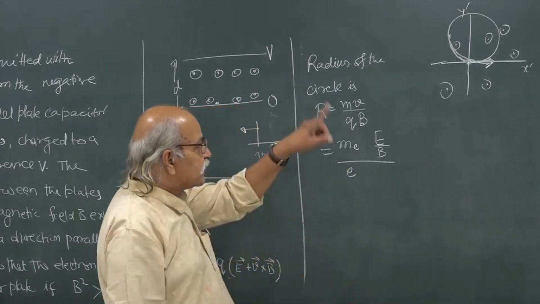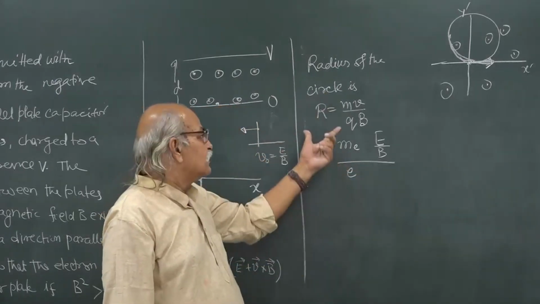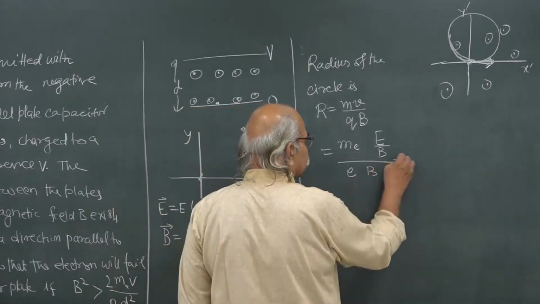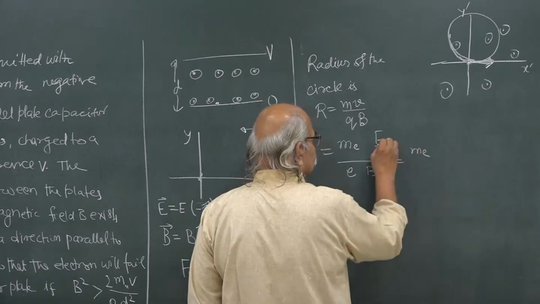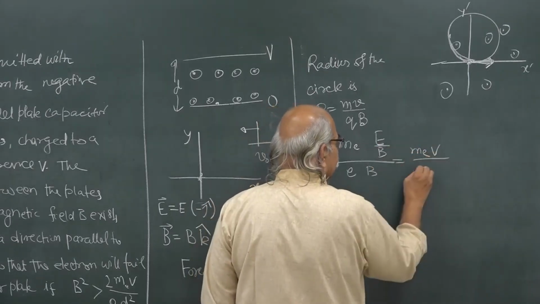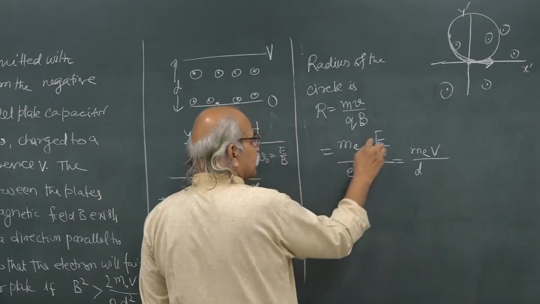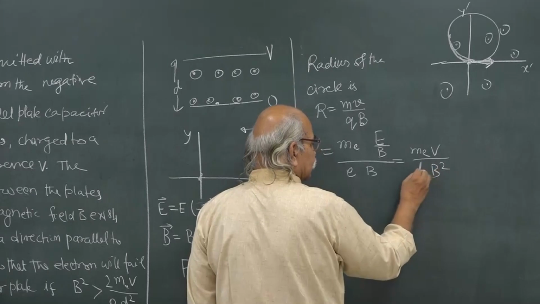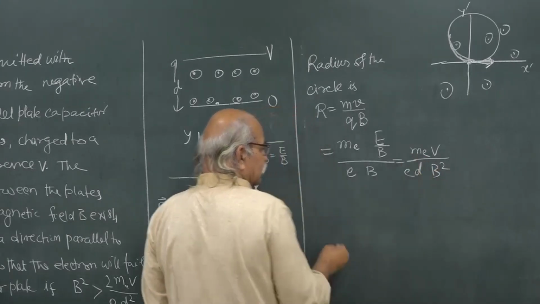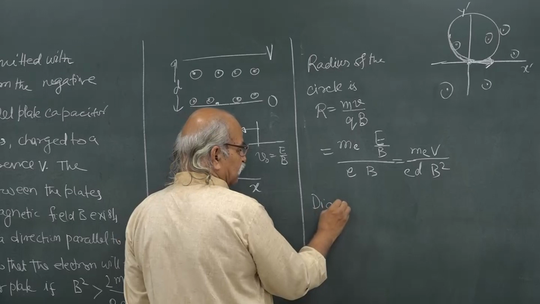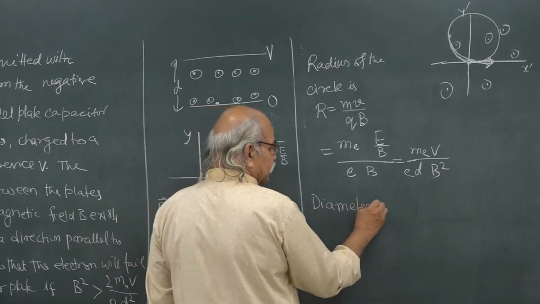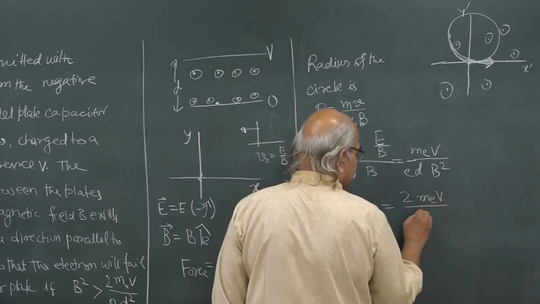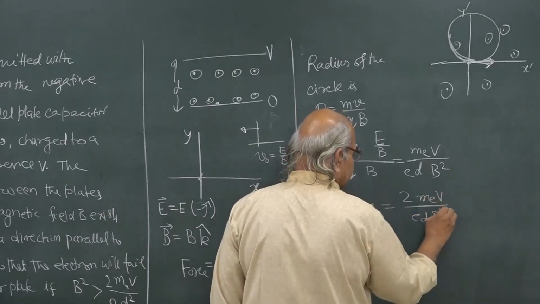We have already seen the direction. So, now we are writing the radius, so we have to write only the magnitude and one more B here. So, this is m_e times E, which is V by d in fact. This is m_e, this E is V by d, then B here, and then this B here, and the charge here. So, that is the radius, and the diameter is double of this, 2 times m_e times V, divided by e d B square.